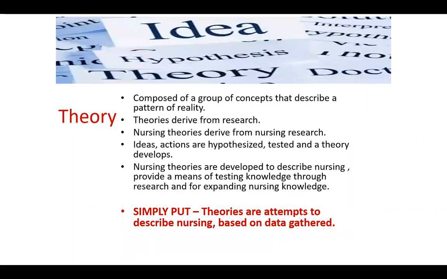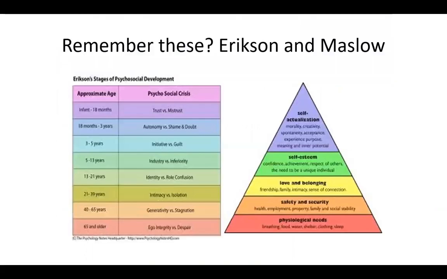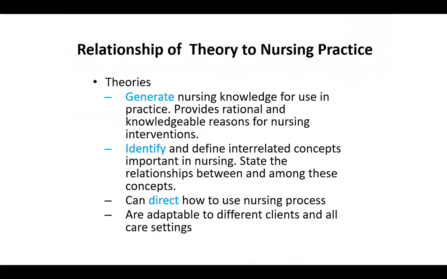A theory is composed of a group of concepts that describe a pattern of reality. Theories come from research. Nursing theories, again, come from research. Ideas, actions, or hypotheses are tested, and a theory develops. Simply put, theories are attempts to describe nursing based on data that's gathered. You remember these? This is our Erikson and Maslow. Keep that in mind as we move forward.